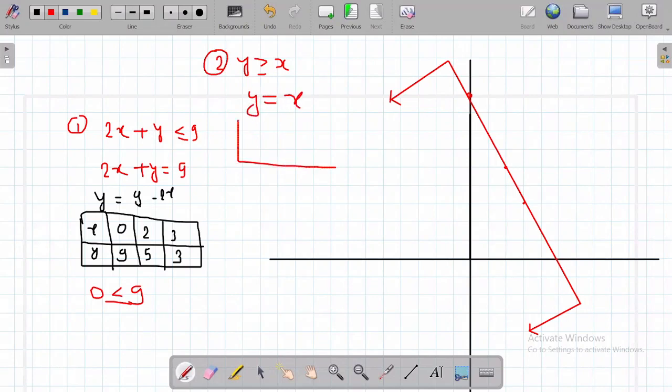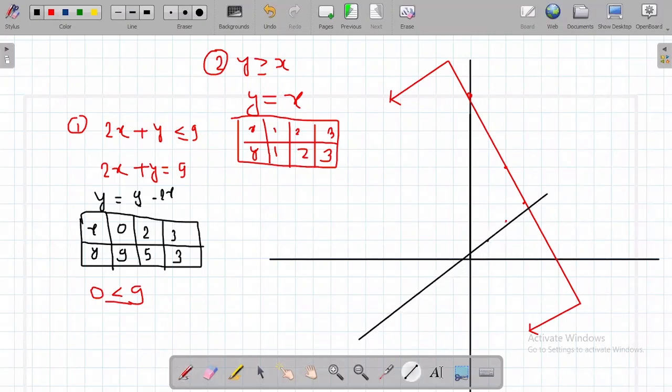Tabulating the values of x and y is easy: x equals y means you can write any number. So I'll write (1, 1), (2, 2), and (3, 3). (1, 1) will be here, (2, 2) will be here, (3, 3) will be here. So the line will be like this, passing through the origin. I think it will be like this way. How to make it?